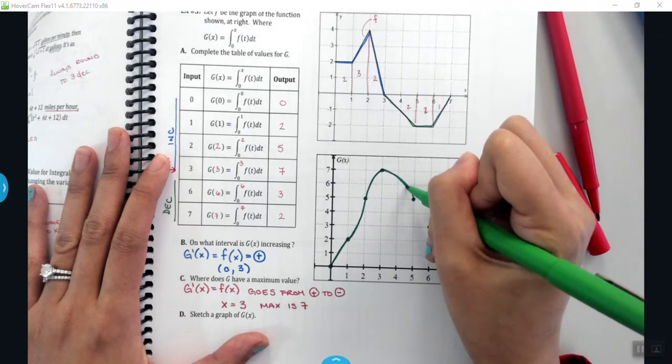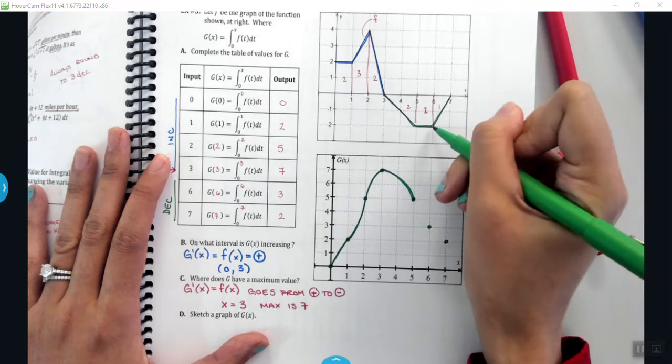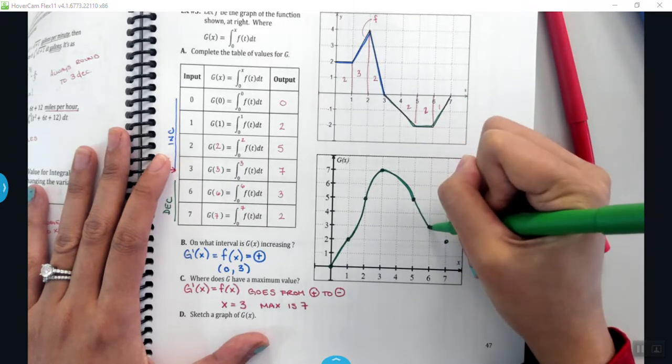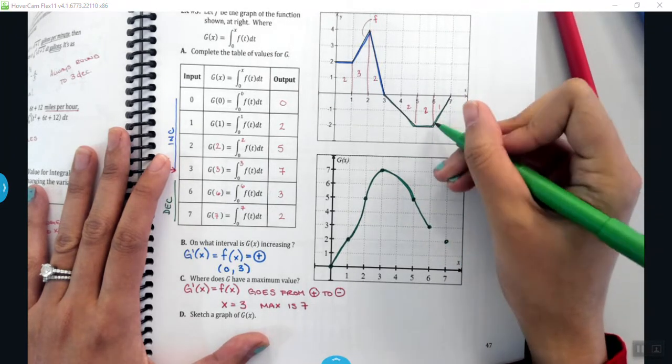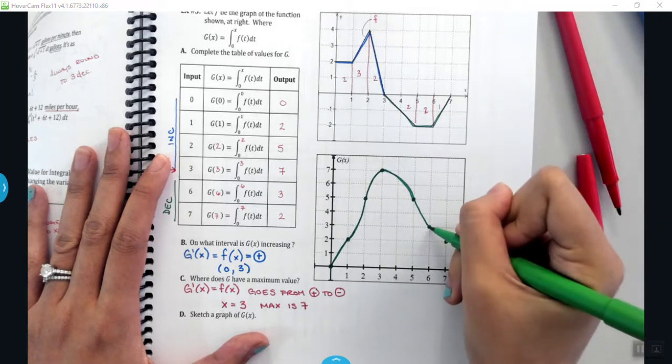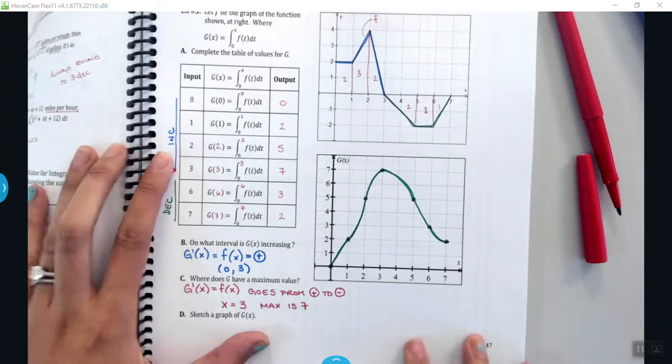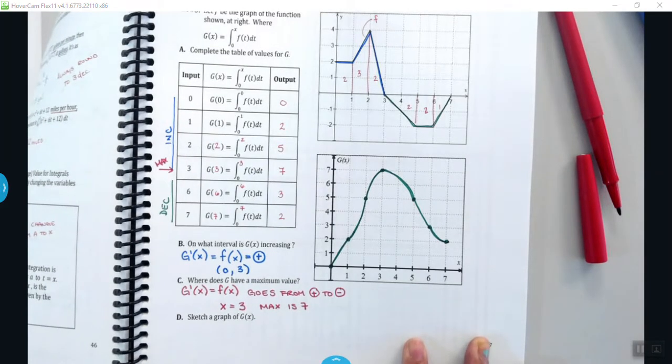Concave down from 3 to 5. And then from 5 to 6, 0, straight line, yep. And then 6 to 7, I am increasing, so concave up. So that's how you draw a pretty good graph of your original equation, Elsa.